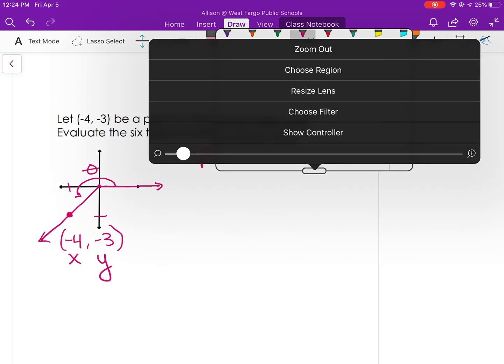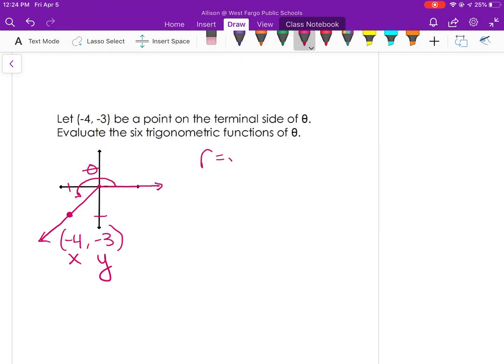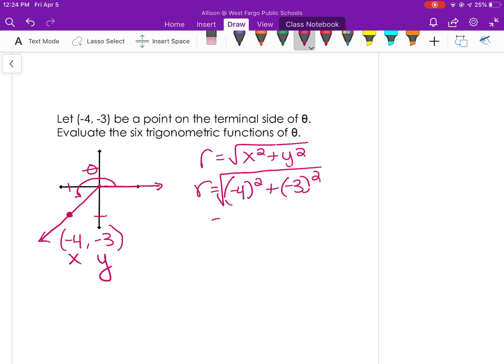I'm going to use the formula, square root of x squared plus y squared. So r is going to be the square root of -4 squared plus -3 squared. That's going to be the square root of 16 plus 9, or the square root of 25, which gives me 5. So my radius here is going to be 5. So I have x, y, and r equals 5.